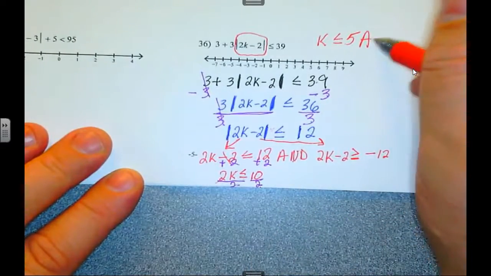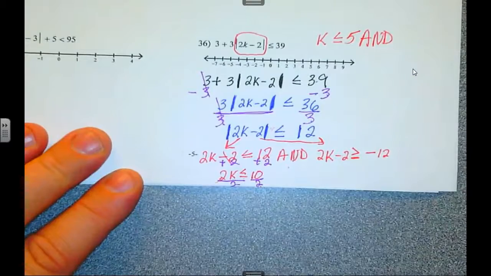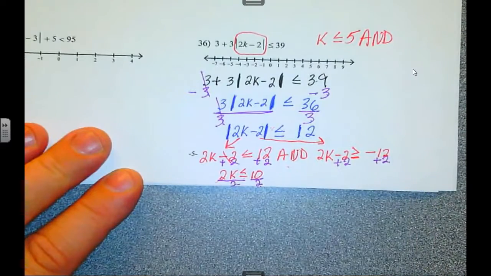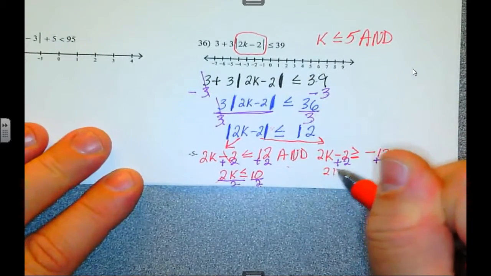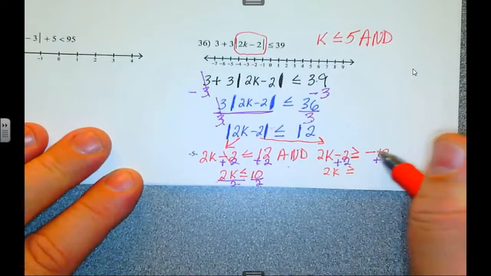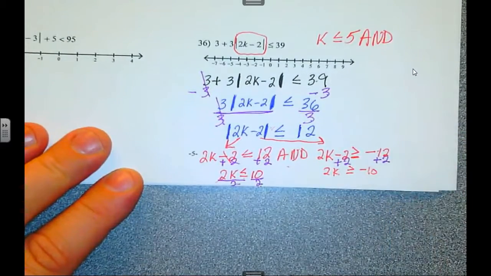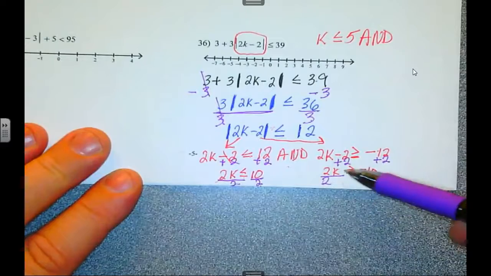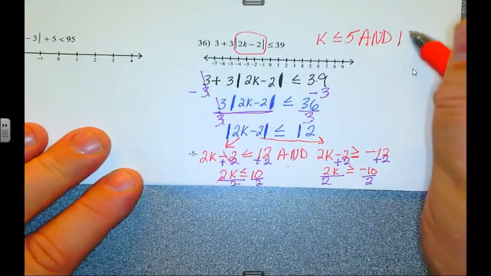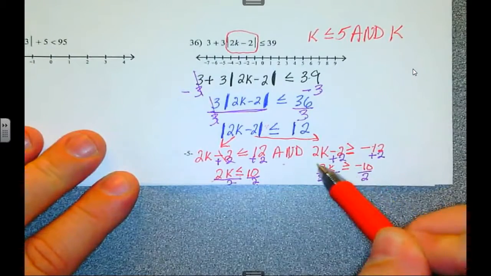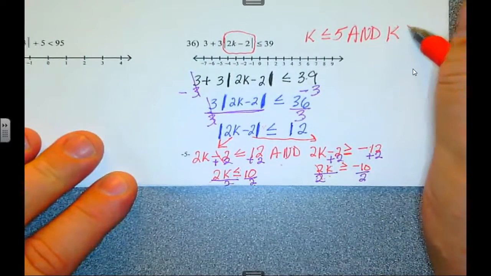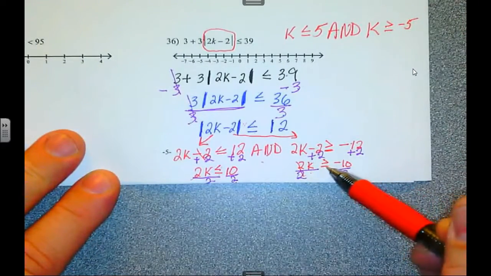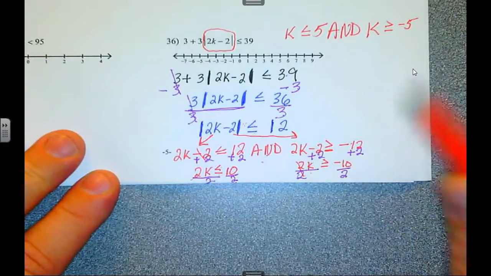And I have to solve the other one. Add 2 to both sides. 2k is greater than or equal to negative 12 plus 2 is negative 10. Divide by the coefficient 2. So k is going to be greater than or equal to negative 5. Now, I can divide a negative number without flipping the sign. If I was dividing by a negative number, I would have to flip it.